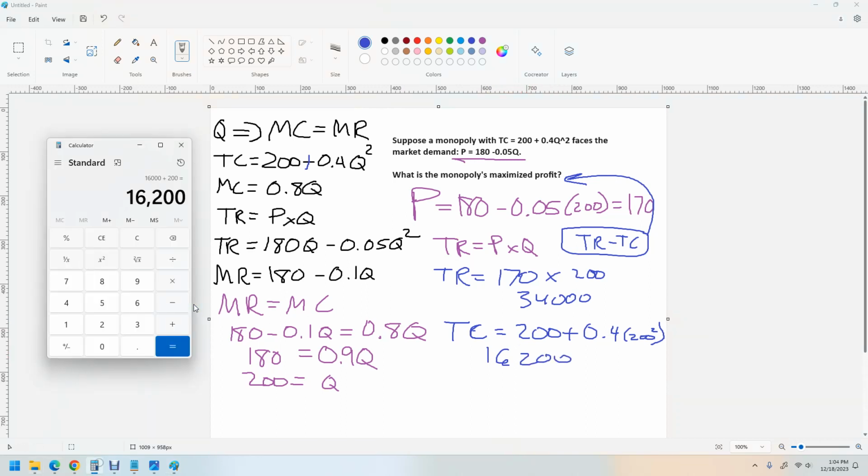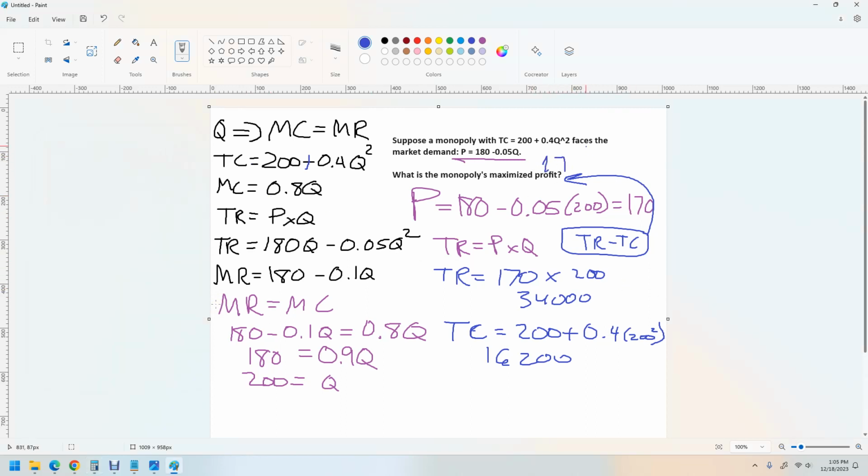And so finally, we'll take 34,000 minus 16,200. And that is our profit, 17,800 is the answer. That's after solving for total revenue and total cost, and that's how to do that using calculus and partial derivatives. Not too scary.